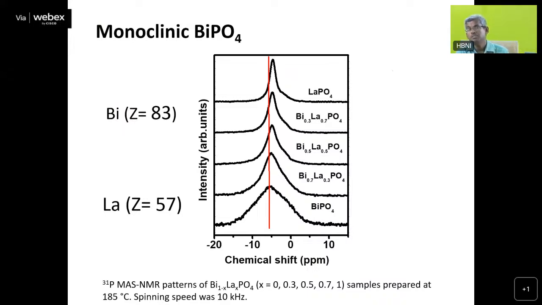But another problem is there. Once you go to higher and higher spinning speed, you get smaller and smaller rotors, which I have shown in the third lecture, I think. So your amount of material becomes smaller and you have to record a long NMR spectrum. Now you have to record a larger number of scans to get a meaningful signal.